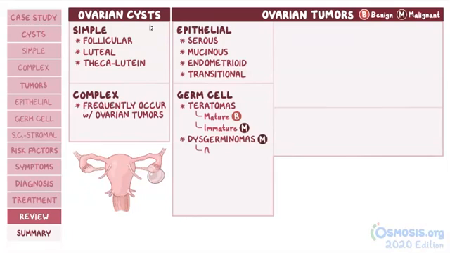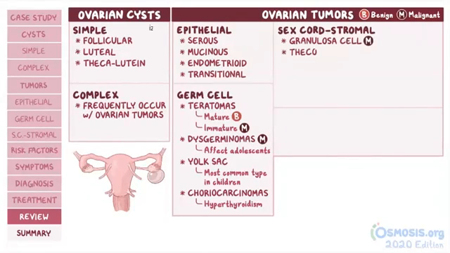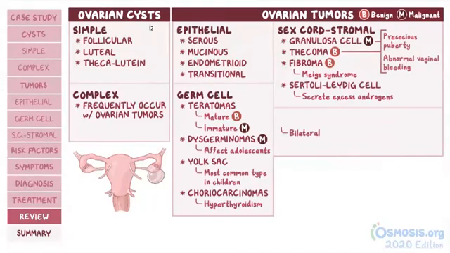Dysgerminomas, which are malignant and affect adolescents. Yolk sac tumors, which are the most common type in children. And choriocarcinomas, which are associated with hyperthyroidism. Sex cord stromal tumors include granulosa cell tumors, which are malignant, and sarcomas, which are benign. Both are associated with precocious puberty or abnormal vaginal bleeding. Fibromas are benign and are part of MEG syndrome, while Sertoli Leydig cell tumors can secrete excess androgens. Finally, bilateral ovarian tumors usually arise from metastatic gastric carcinomas and are known as Krukenberg tumors.